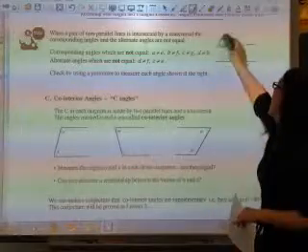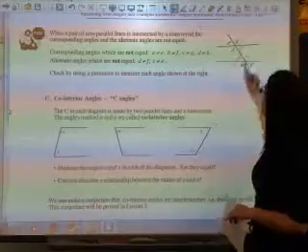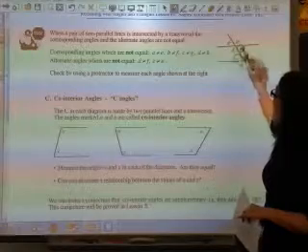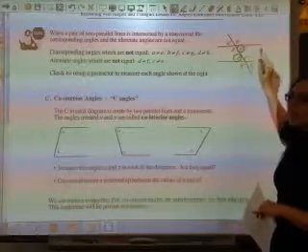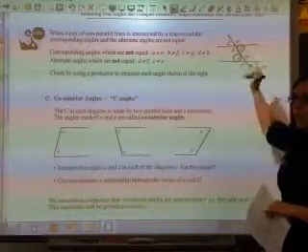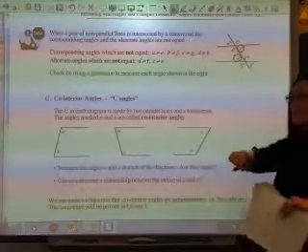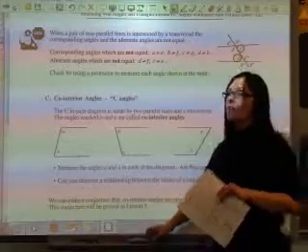Or I could say that angle C and E are alternate interior, but in this case they're not equal because the lines are not parallel. So the relationships of being equal to each other only work when they are parallel lines.